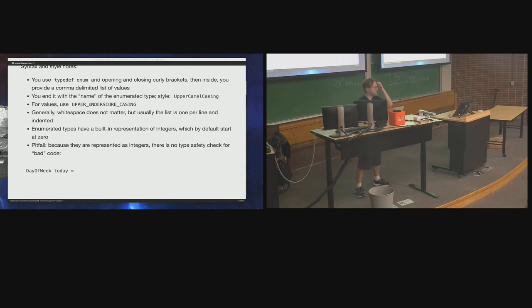So is Monday zero? Is Monday one? Maybe we started our list not defaulting at zero. Maybe we started it at one instead. So maybe it's a two. Do I have to worry about that anymore? Nope. Now I can type Monday, right? Rather than relying on those mysterious magic numbers, I can directly use those values in my code.